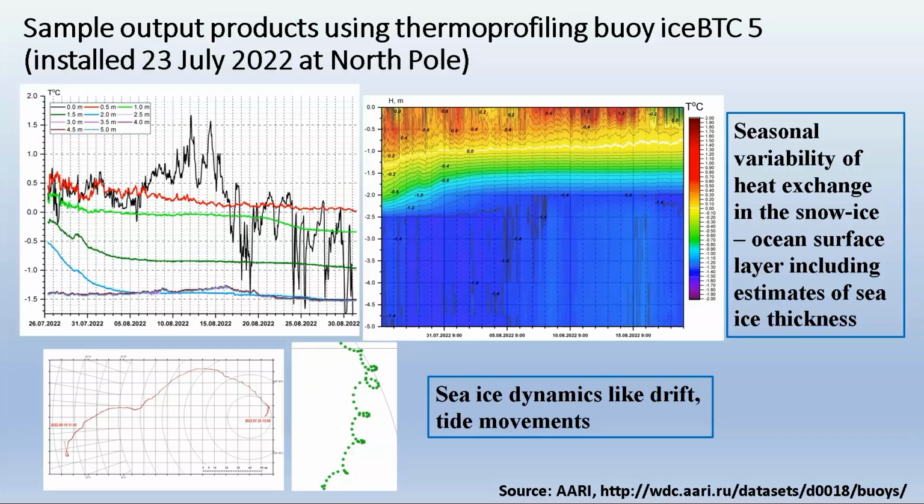Here are some sample products from the thermoprofiling buoys installed at the North Pole this July. Information about seasonal variability of heat exchange in the snow-ice-ocean surface layer, including estimates of sea ice thickness. That is the colorful figure in the center, and information on temperature in different layers. For these buoys there are 10 layers, and of course sea ice dynamics like drift, total drift, and tidal movements.